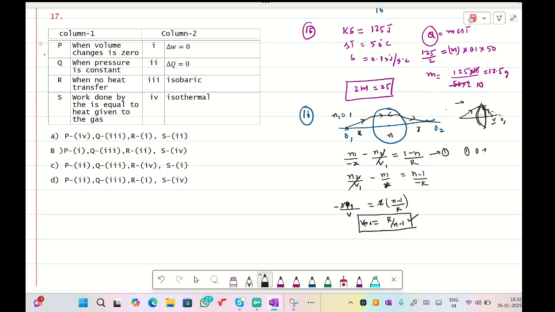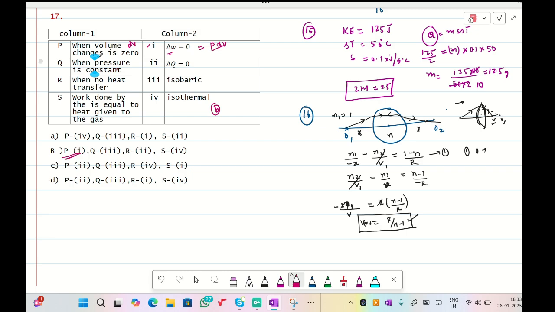This is thermodynamics. When the volume change is 0, dV is equal to 0 is given. We know dW is equal to P into dV according to thermodynamics, the work done in the first law of thermodynamics. dV is equal to 0. Therefore 1 matches P. So if you see, P is equal to 1. Therefore answer B is correct. Only 1 is there; the remaining we will verify.